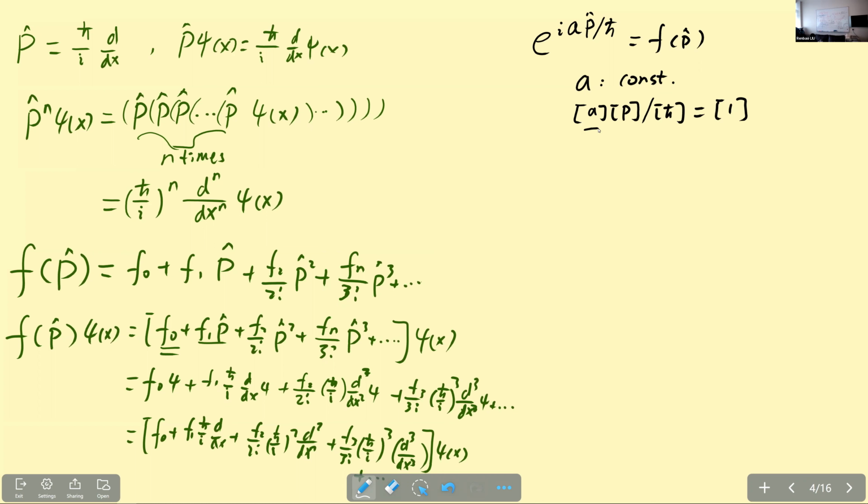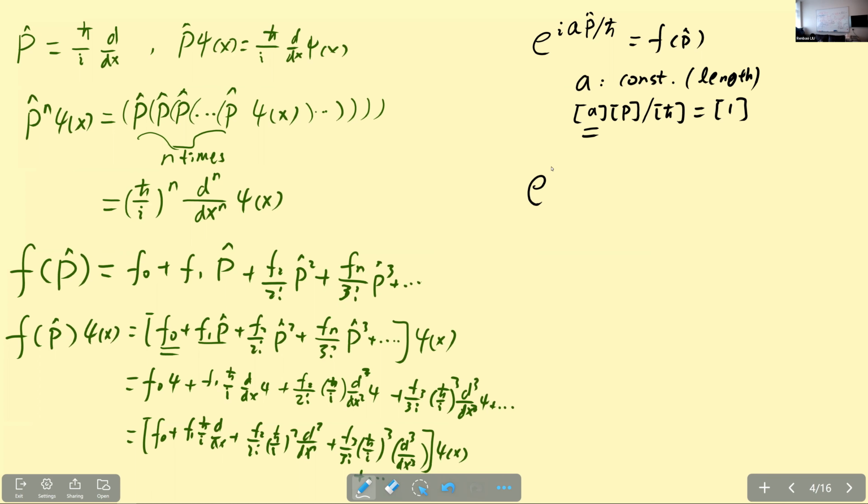So you know that this must be a length. Okay. So A is a constant length, right? Because it has a dimension of length, because the Planck constant has a dimension of length times the momentum. Okay.